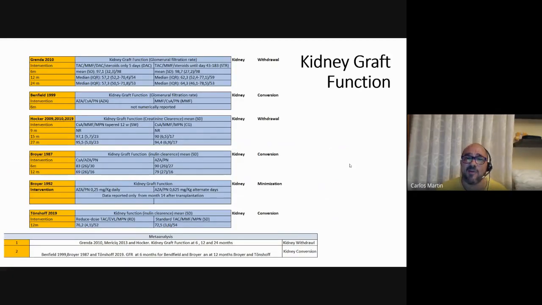And finally, kidney graft function, because kidney is the most represented organ in this systematic review. We have put a lot of attention into extracting data. The main issue here is that some of the studies report mean and standard deviation of GFR only at some time points. For example, at the top of the slide, Grenda 2010 has the GFR at 6 months reported as mean and standard deviation, but for 12 and 14 months it is reported as median and IQR.